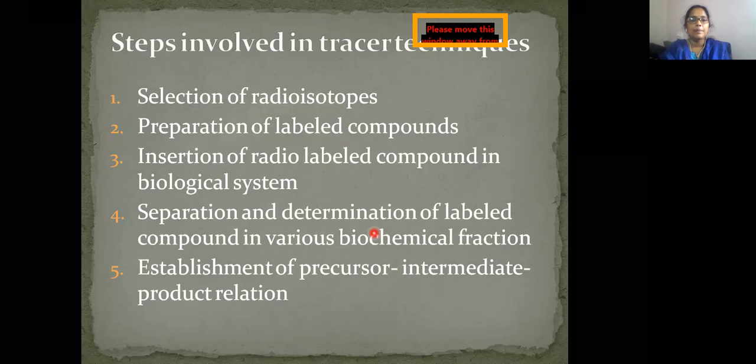Second one, the preparation of labeled compound. Once you select the compound, you will be studying the physical and chemical properties of the compound, right? And we will choose a pre-assumed precursor. After selecting this compound, we will be incorporating, or introducing, the radioisotopes into the compound.